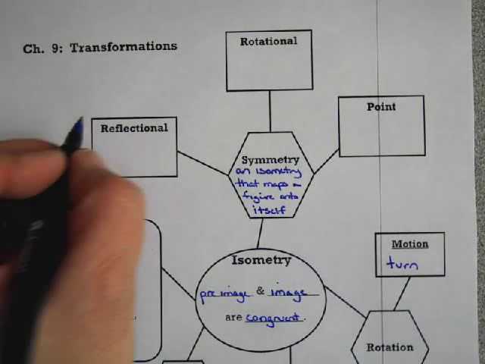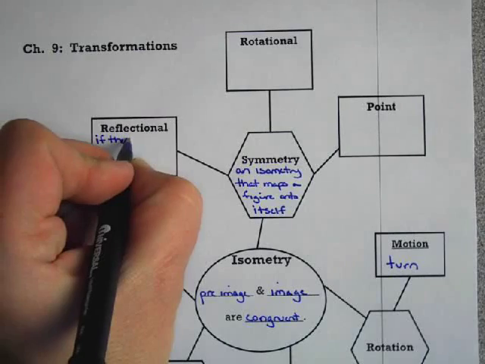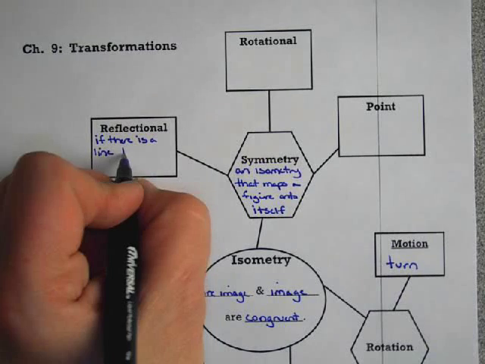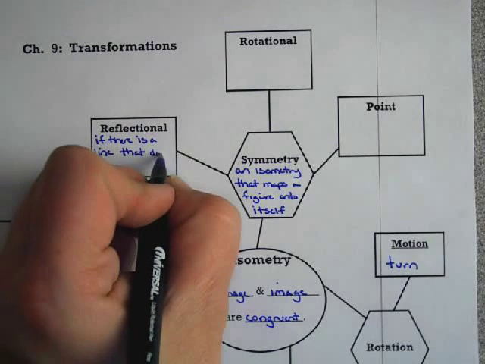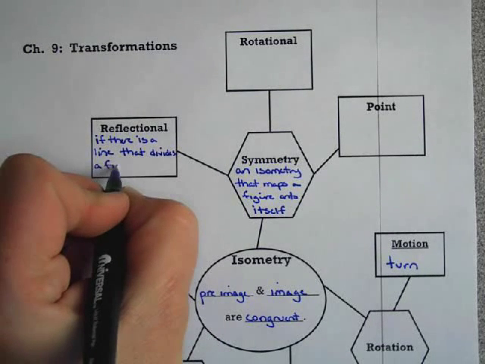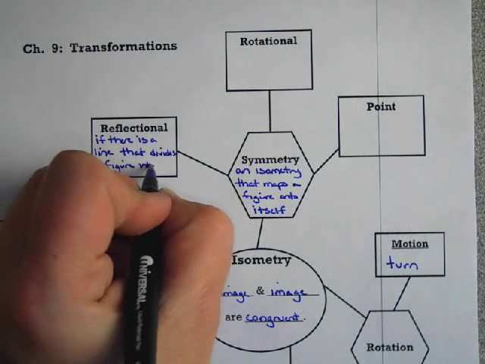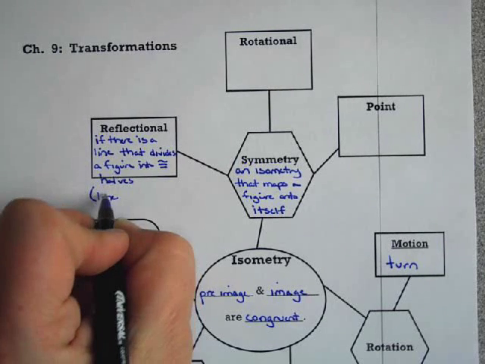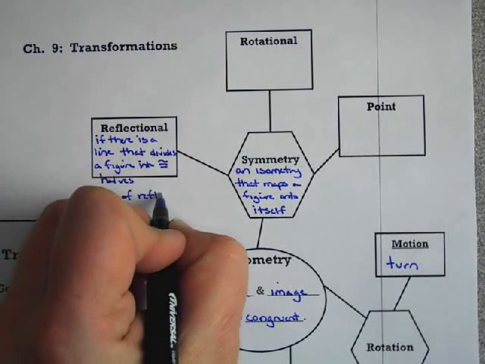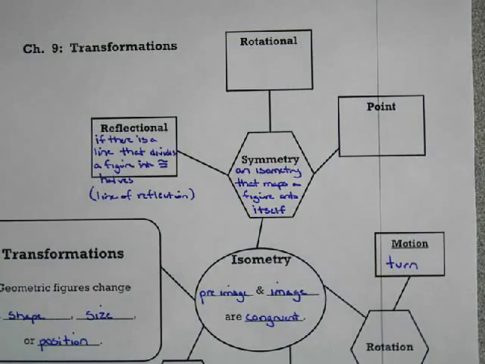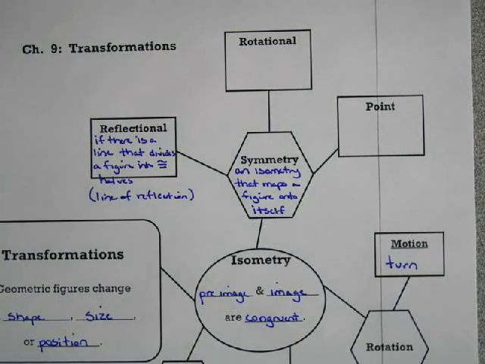Reflectional symmetry is if there is a line, usually called the line of reflection, that divides a figure into congruent halves. So we'd call that the line of reflection. So think about making those paper hearts maybe in elementary school when you folded the paper in half first and only drew half of the heart. Then you got the whole thing, so that heart would have reflectional symmetry.